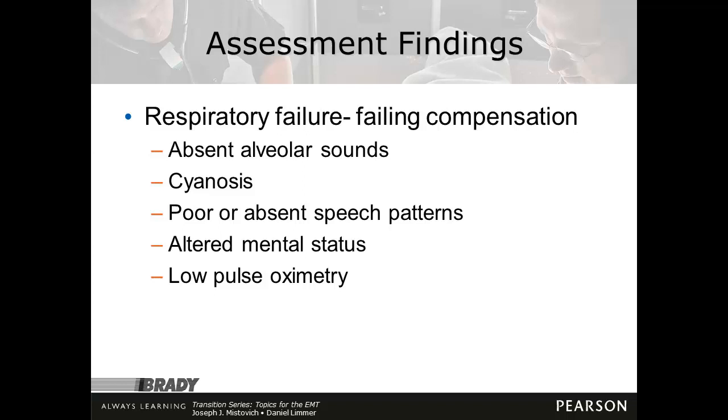Respiratory failure assessment findings will include absent alveolar lung sounds, cyanosis, poor or absent speech patterns, an altered mental status, usually profoundly decreased, and low pulse oximetry, below 90%.